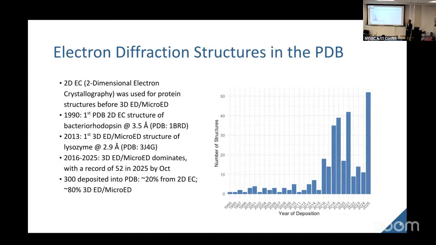But then we come to 3D ED and MicroED in 2017. That was the first structure resolved, on lysozyme. In the past 10 years, as you can see here, MicroED or 3D ED has kind of boomed. For this year, by October, there are 52 depositions already, which is a record. So far, there are about 300 structures resolved by electron diffraction in the PDB, about 20% from 2D, most from early days, and 80% 3D MicroED, most from here.